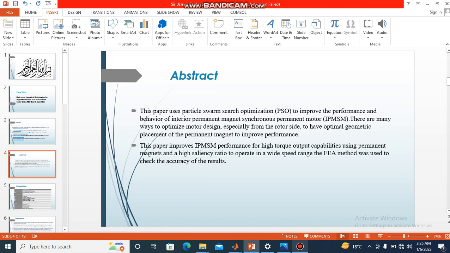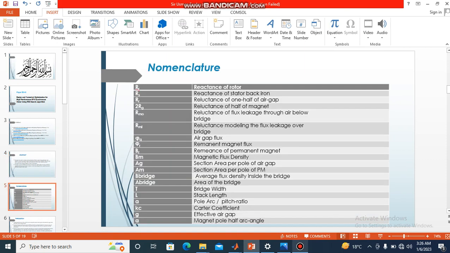This paper uses particle swarm optimization (PSO) to improve the performance and behavior of the interior permanent magnet synchronous motor, IPMSM. There are many ways to optimize motor design, especially from the rotor side, to have optimal geometric placement of the permanent magnet to improve performance. This paper improved IPMSM performance for high torque output capabilities using permanent magnet and a high saliency ratio to operate in a wide speed range. The FEA method was used to check the accuracy of the result.